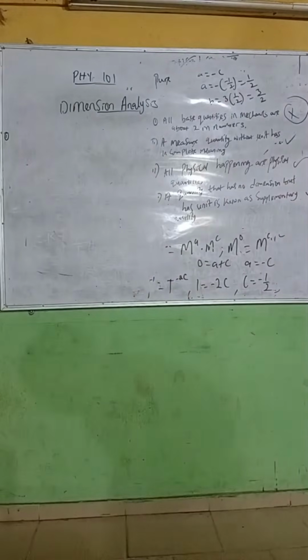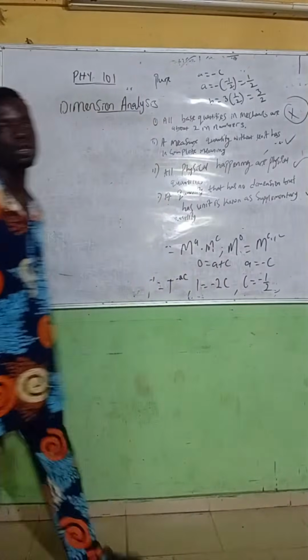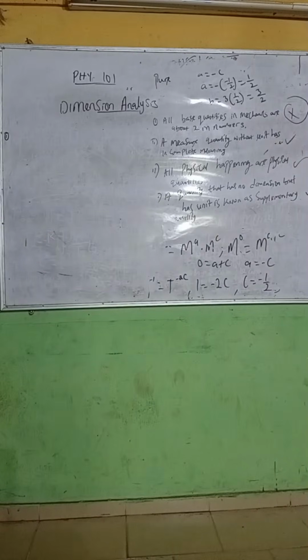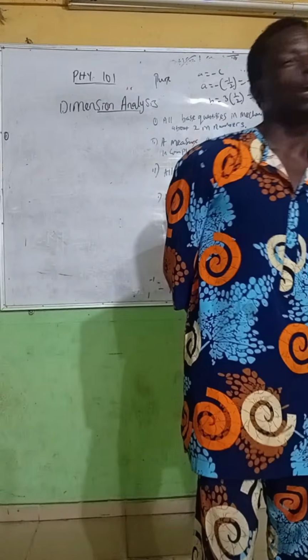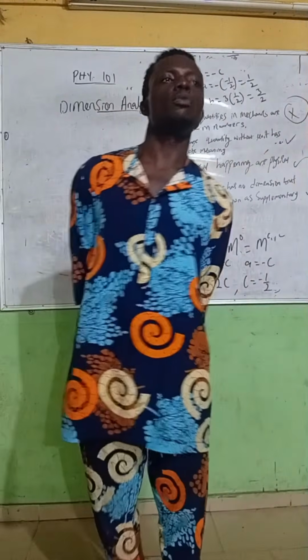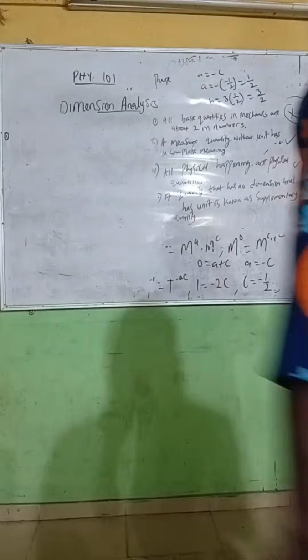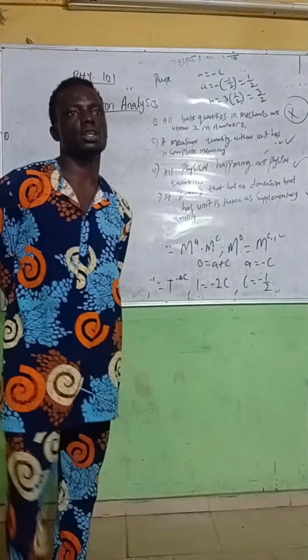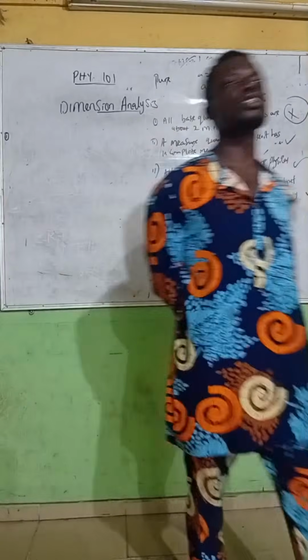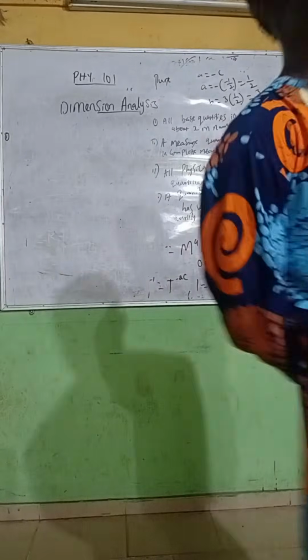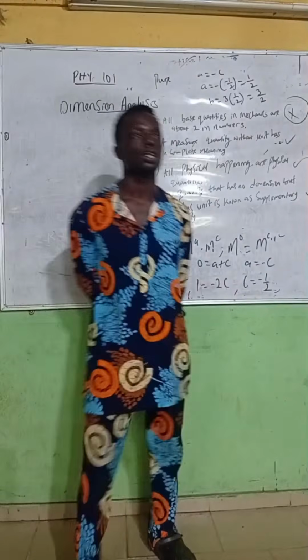Which of the following statements is true? The first one: all quantities in mechanics are derived from the combination of 3 or 4 fundamental quantities. It's wrong because it's 3, not 4. It's just 3: mass, length and time. So the statement is wrong.